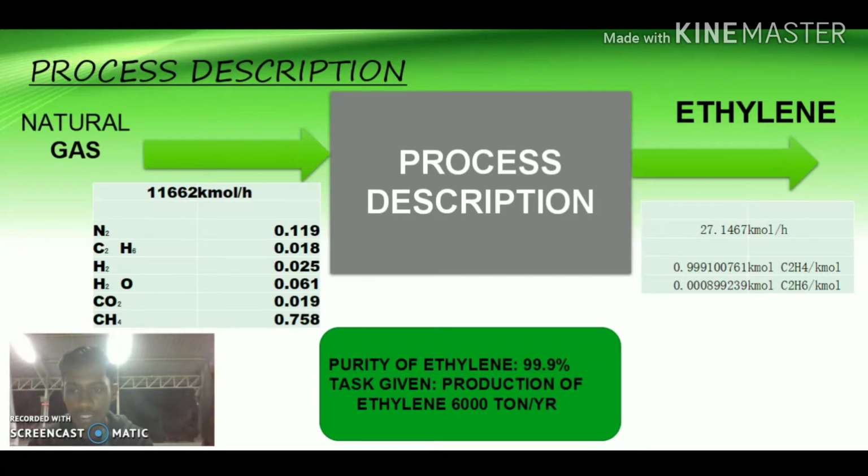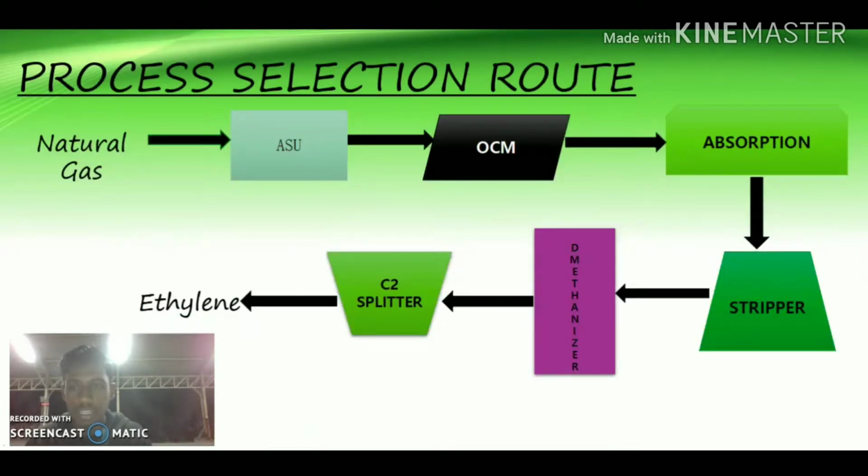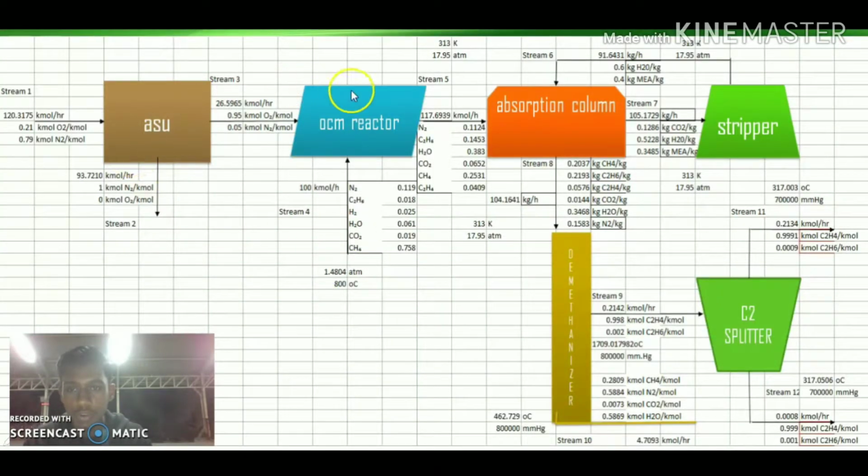So first I will start with my process description. The feed given is natural gas, and we produce ethylene. Our purity of ethylene is 99.9% and the production of ethylene is 6,000 ton per year. So this will be my feed and this will be my outlet. Next is process selection. It will start with ASU unit followed by OCM, absorption column, stripper, demethanizer and C2 splitter. This is my full BFD with the composition and the flow rate.